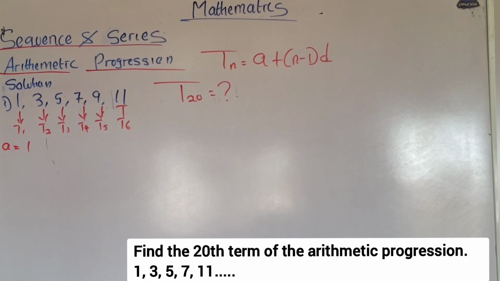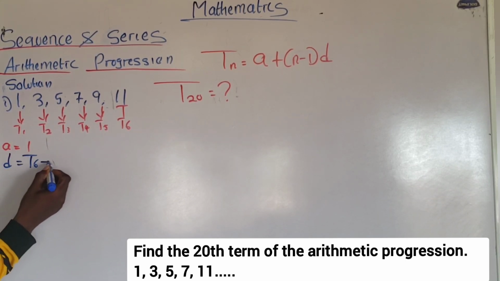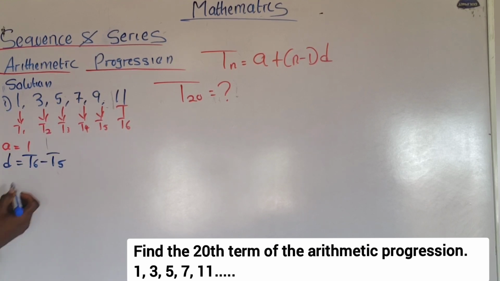Now we need to determine the value of d. Don't forget that I told you in our previous class, d is the difference between two successive terms. What we mean by successive terms are terms that follow each other. For example, if I want to take two successive terms among this sequence, I have 1 and 3, because after the first term comes the second term. You can as well choose any two terms, maybe T2 and T3, T3 and T4, T4 and T5, T5 and T6. All these are successive terms. So if I want to take the difference, I can use T5 and T6. For example, d is equal to T6 minus T5.